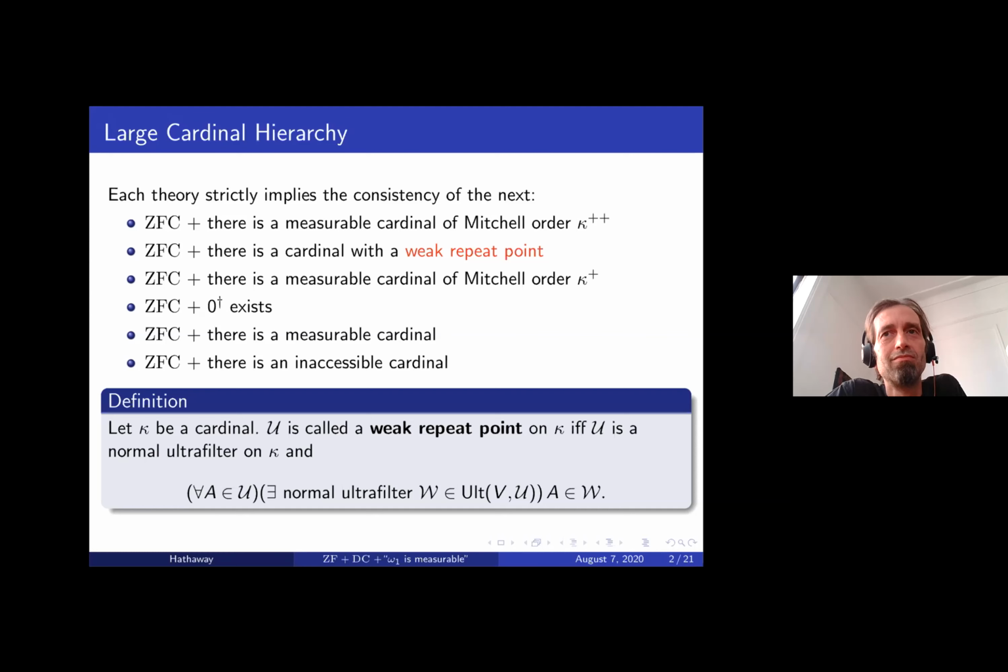I think it would be very, very interesting if you could show that the club filter on omega 1 is an ultrafilter, even without AC omega holding. If you can get some large cardinal strength from that, I think that'd be absolutely fantastic. That would be a good theorem to prove.